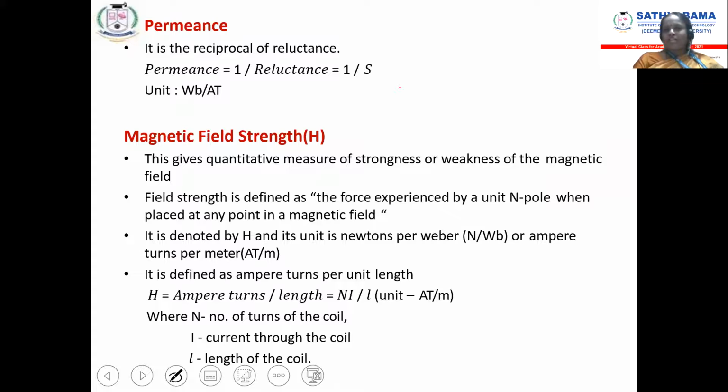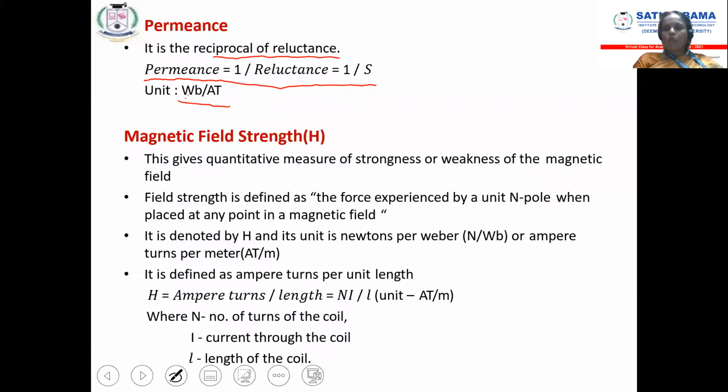Okay, permeance. What is permeance? Reciprocal of reluctance. We all know the reciprocal of resistance is conductance. Tarunya is correct. Anjana, Indrasena, Bhavana, thank you. Similarly, yesterday also in your quiz we asked one question: reciprocal of impedance is admittance. Similarly, reciprocal of reluctance is permeance. So what is the formula for permeance? We can say 1 by S, and the unit is Weber per ampere turns.